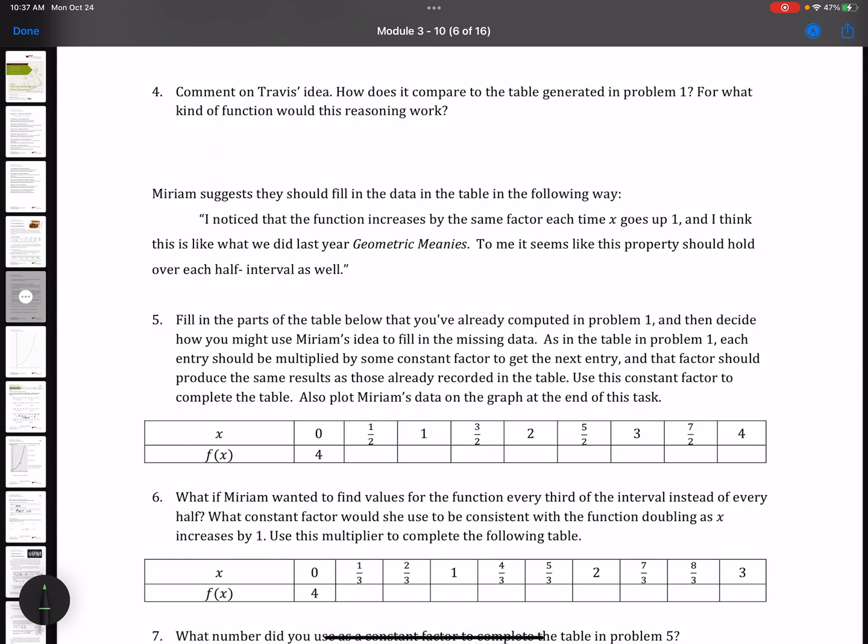So Travis' idea, it would work. It's saying, for what kind of function would this work? It would work, like Sam said, if it was linear. A linear function. But we know that something's not right.